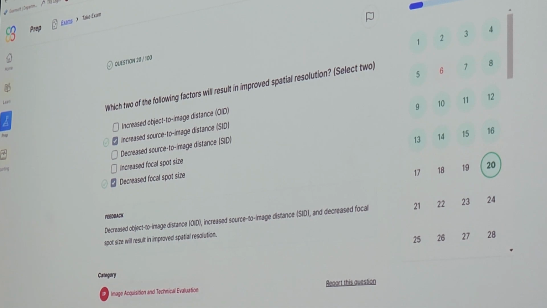High spatial resolution. And contrast? What about contrast? Does it play a role? Contrast does not play a role in sharpness. Remember, brightness and contrast were our visibility factors. Things like magnification and distortion, those were our sharpness factors.